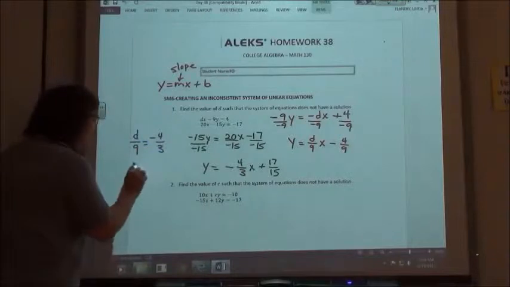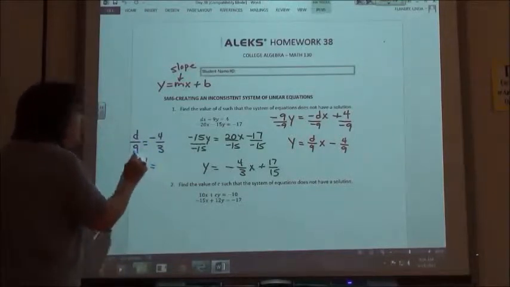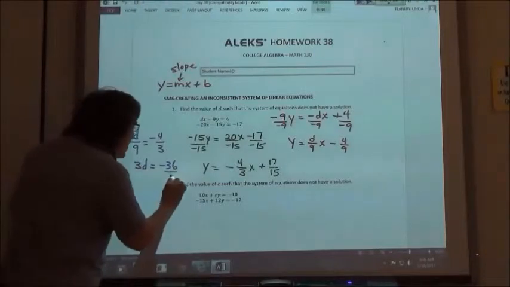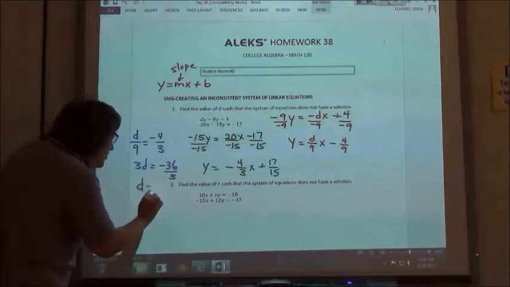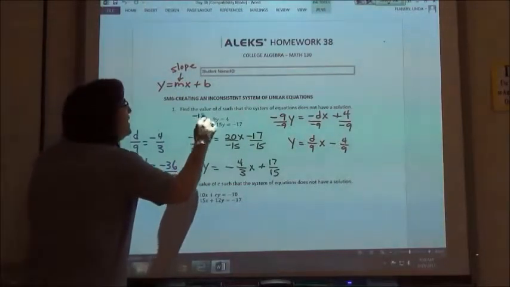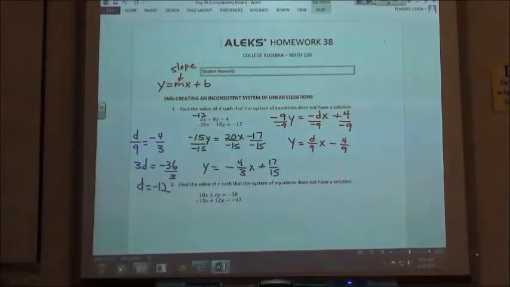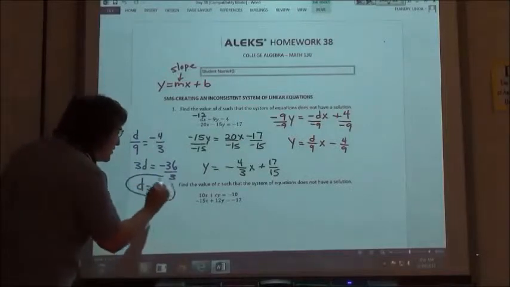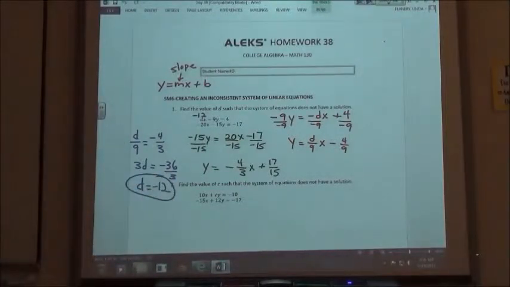So d times 3 would be 3d. 9 times negative 4 is negative 36. And when I divide by 3, d would have to be negative 12. So this would have to be negative 12x minus 9y equals 4 in order for those two lines to be parallel and make an inconsistent system of equations. So d equals negative 12.